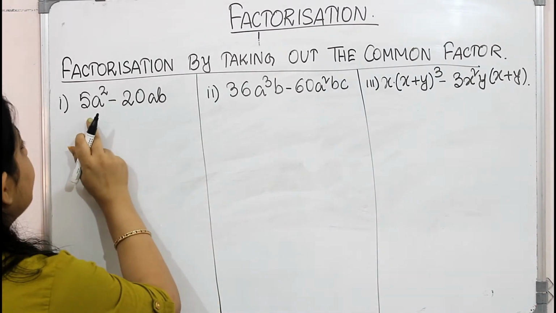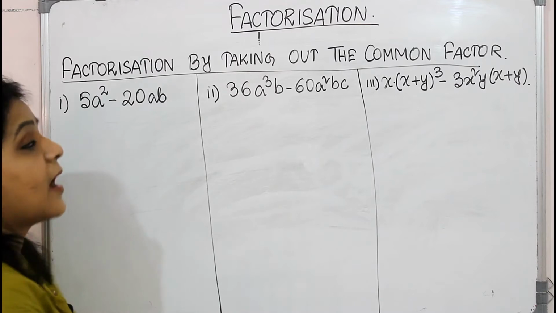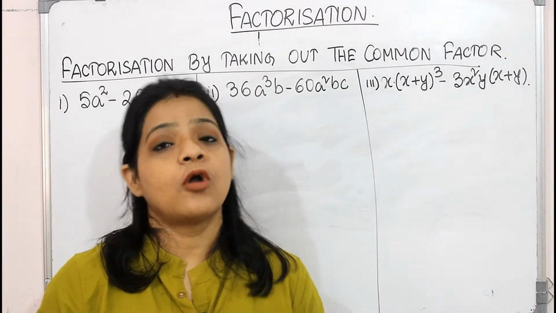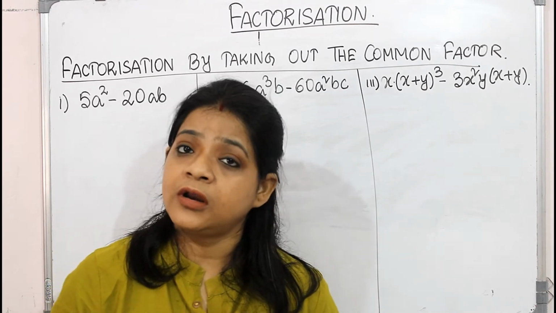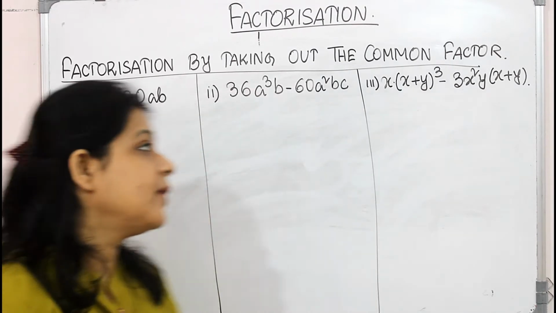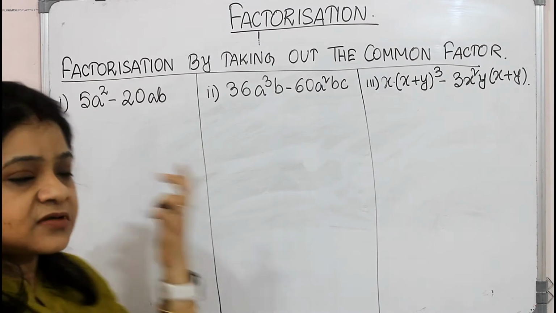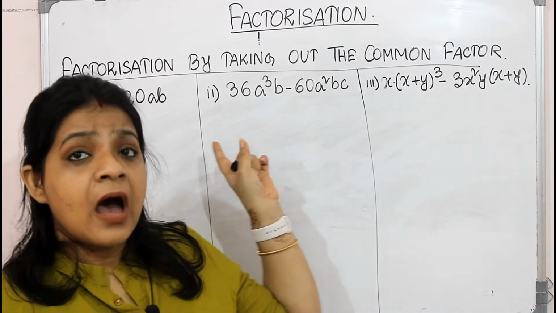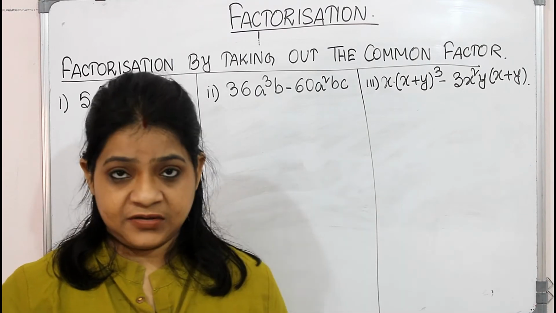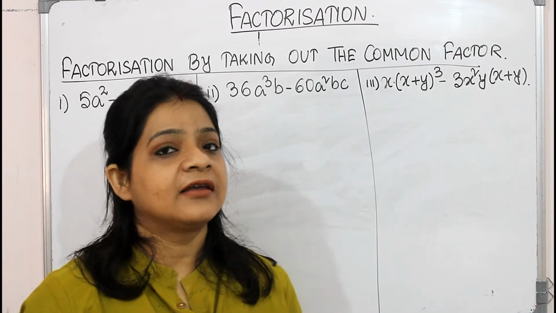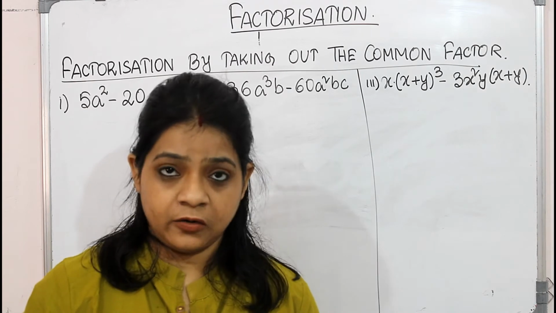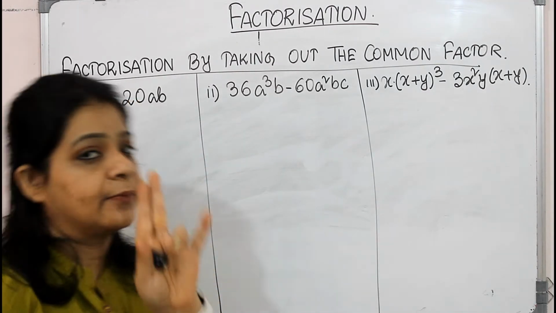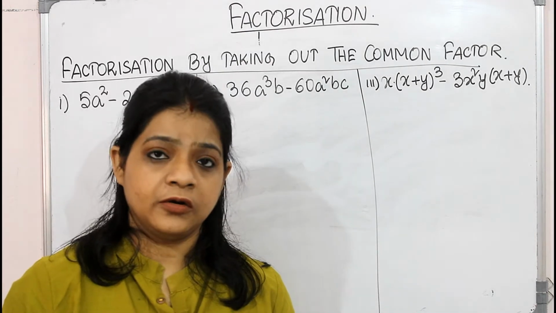So the first example is 5a square minus 20ab. Now let's validate whether this is a polynomial or not. Yes, this is a polynomial. Why is this a polynomial? Because variables and constants are there, and the powers are positive integers. So from that we can identify that it is a polynomial. Now let us look into how many terms are there. Two terms are there in this polynomial.